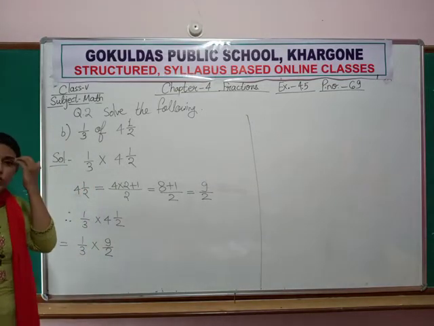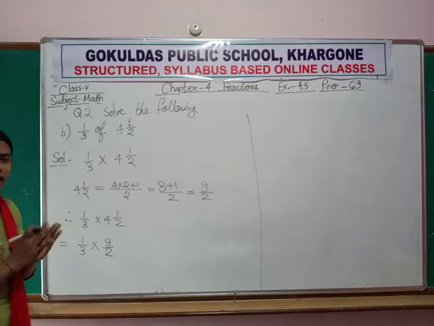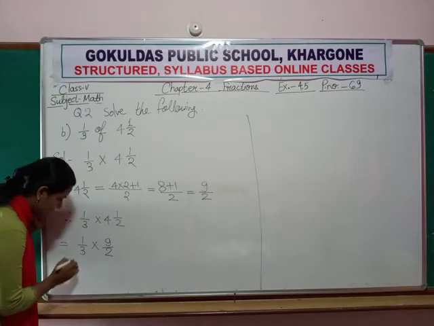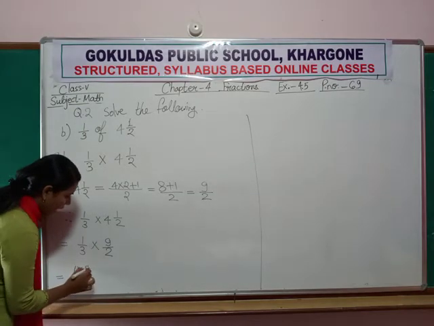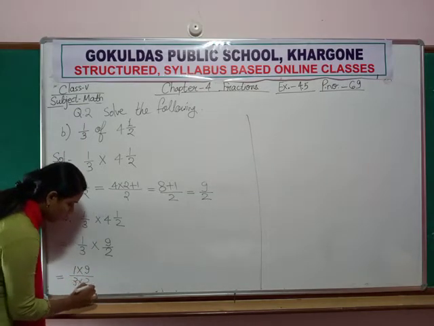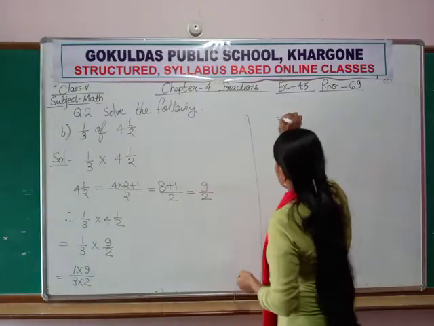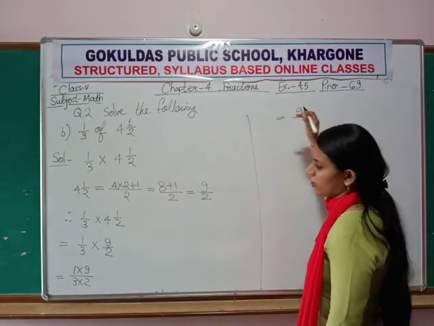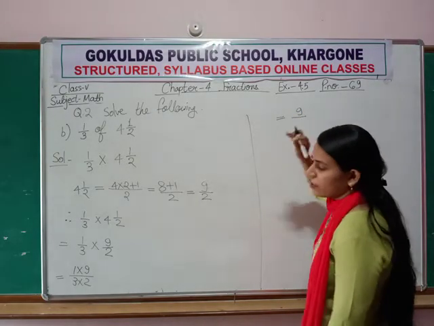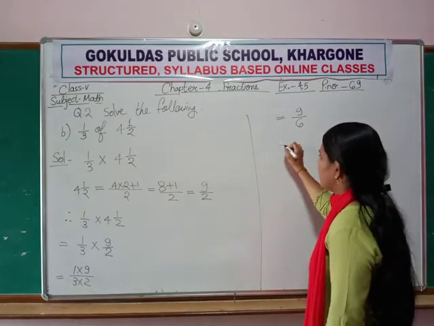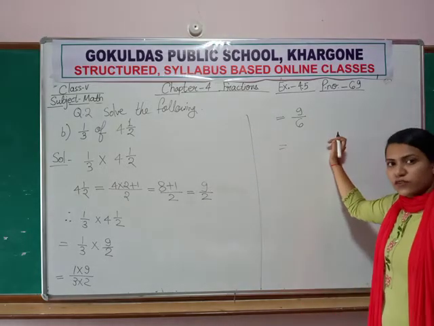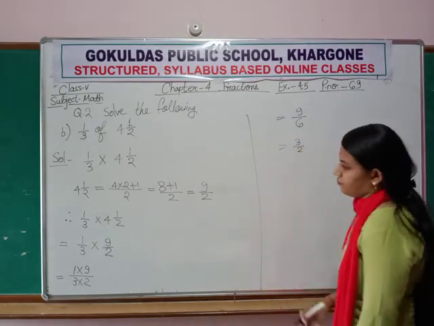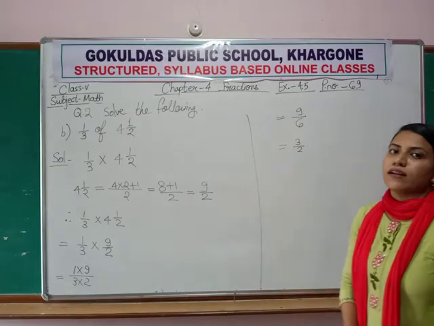Now we have two fractions to multiply. What is the step? We multiply numerator with numerator and denominator with denominator. So 1 into 9 upon 3 into 2. 1 into 9 is 9 upon 3 into 2 is 6. Now we can reduce it to its lowest form. 9 upon 6 is 3 by 2. 3 by 2 is our result.